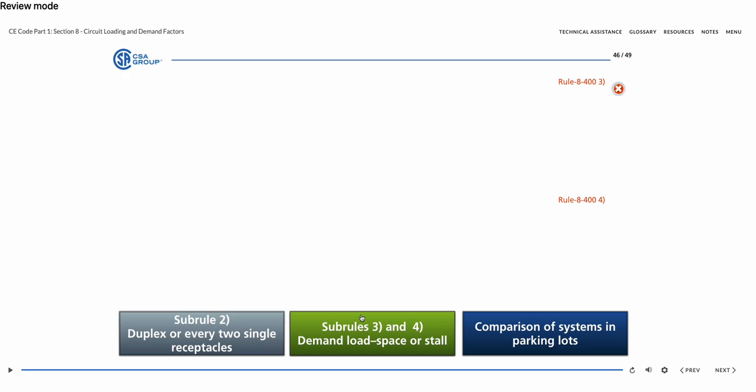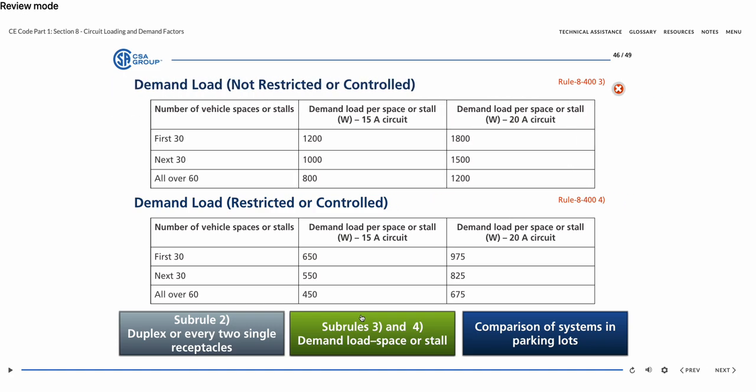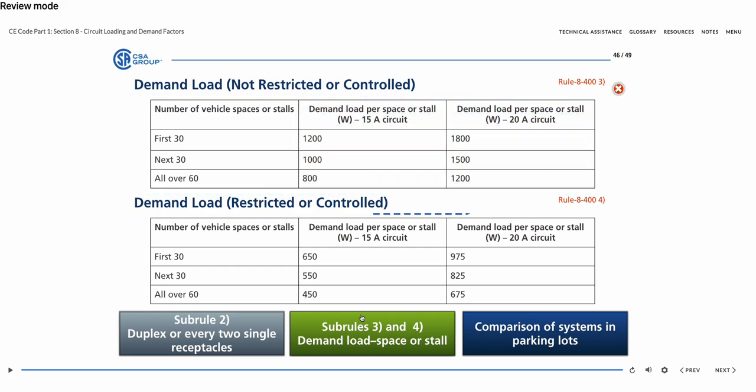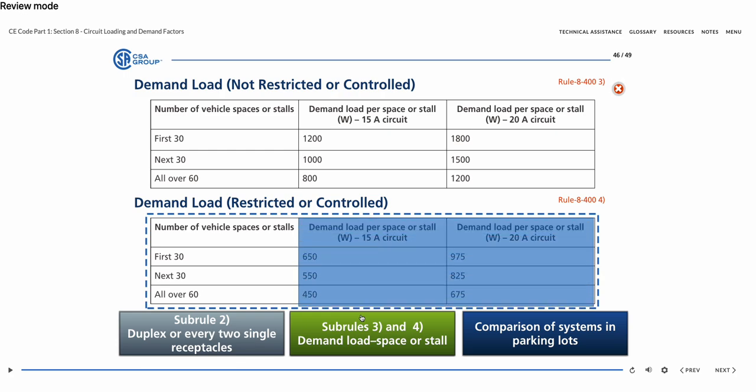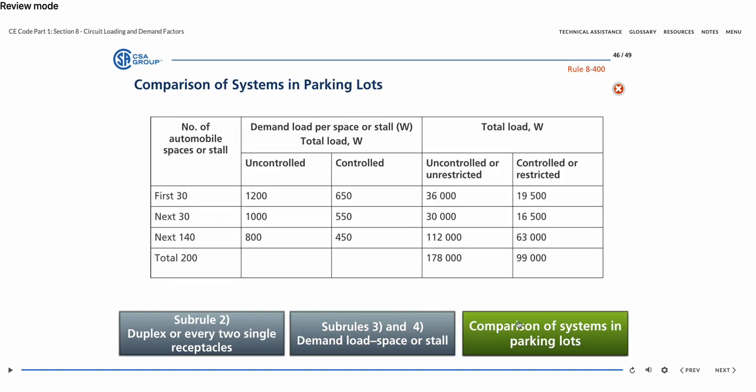Subrules 3 and 4 cover the demand requirements for spaces that are controlled or restricted and spaces that are not controlled or restricted. Where the loading in each parking space or stall is not restricted or controlled, a separate branch circuit shall be provided for each parking space or stall, and the feeder or service conductors shall be considered as having a demand load as follows. The table also shows demand loads that are restricted or controlled when branch circuits are provided for parking spaces or stalls. Comparison of systems in parking lots.